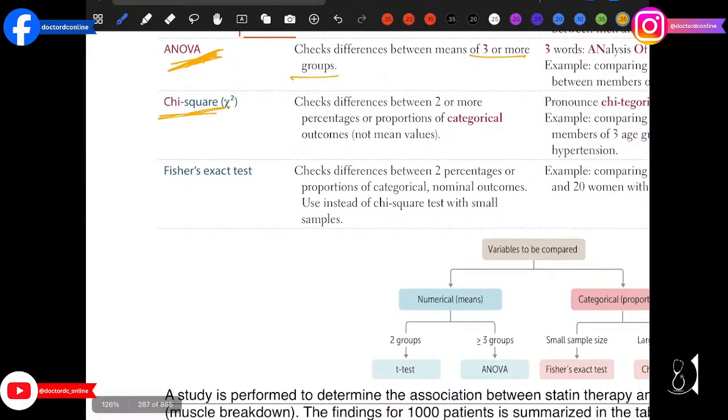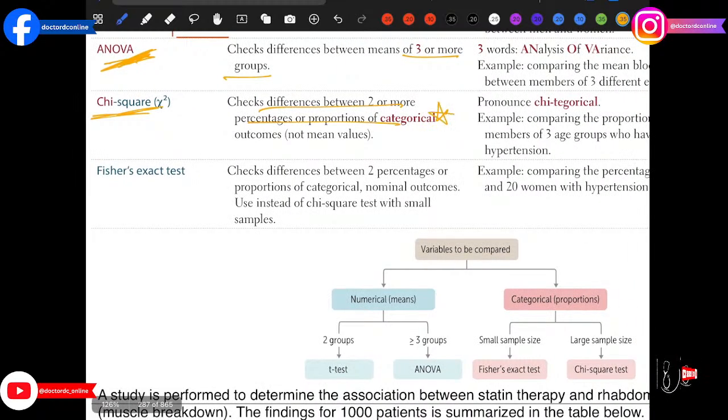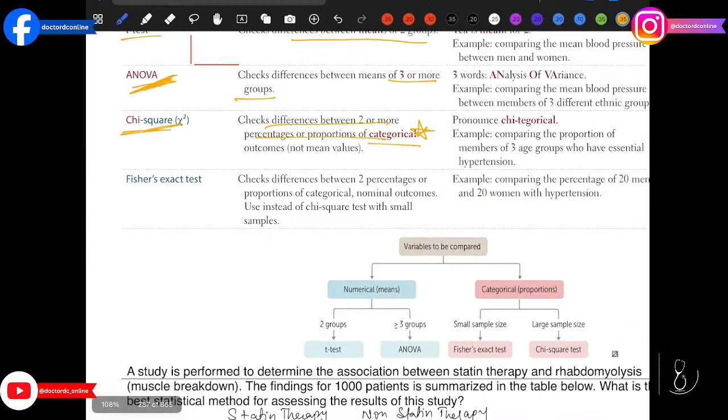Finally, the chi-square test compares 2 or more percentages or proportions of categorical outcomes. You would use this test when dealing with categorical data that is represented as fractions, proportions, or percentages. For example, the chi-square test would be useful for comparing the proportion of smokers with lung cancer versus the proportion of non-smokers with lung cancer.